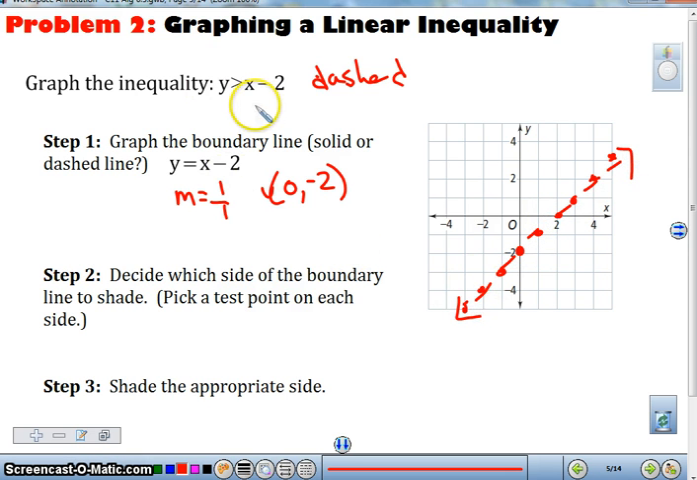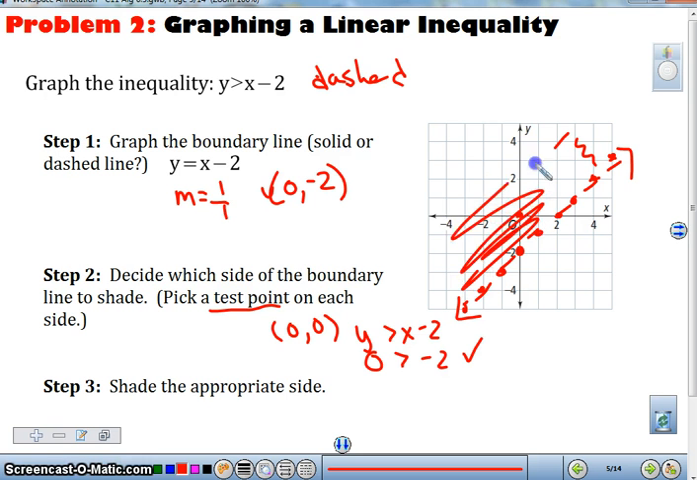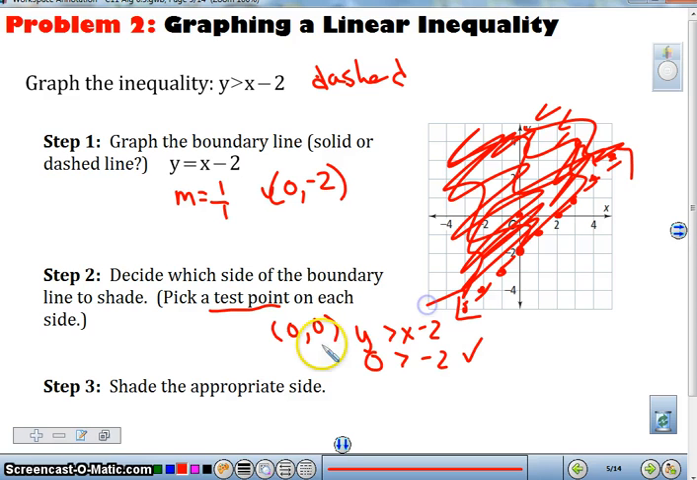And now it says it is greater. Now we think greater should be above, so we think we're shading here, but we're going to try a checkpoint. So decide which side and then pick that test point. Our test point we think is 0, 0 makes it true. Go back to your original: y is greater than x minus 2. Is 0 greater than negative 2? Yes. So we are going to shade all of this because every single point in here is actually a solution.